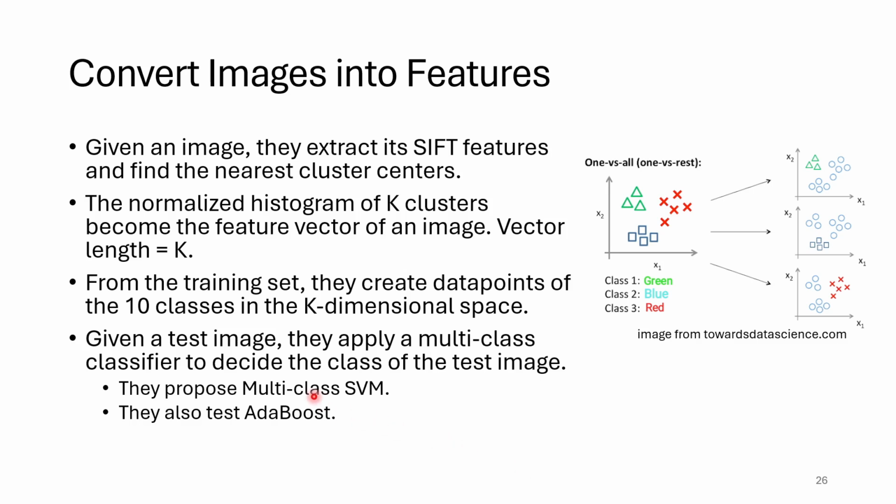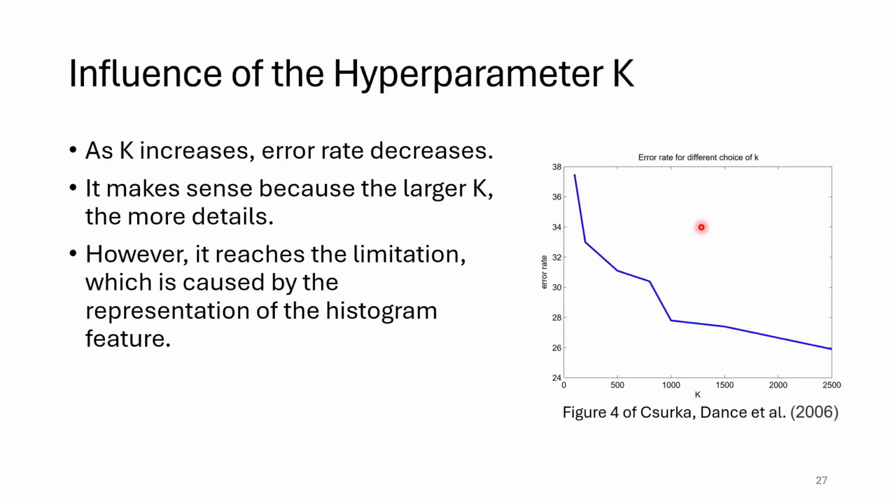So they tried two different classifiers. One is the multi-class support vector machine, and another is AdaBoost. The multi-class support vector machine is relatively simple. Do you mean support vector machine? Yeah, okay, good.